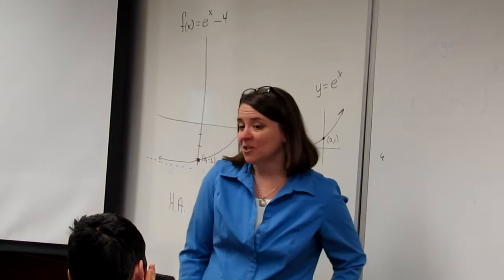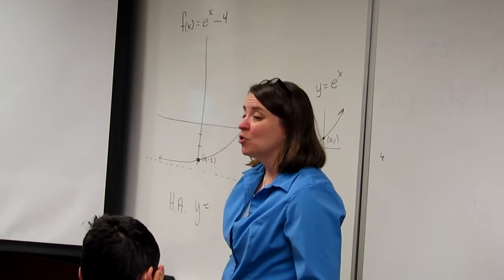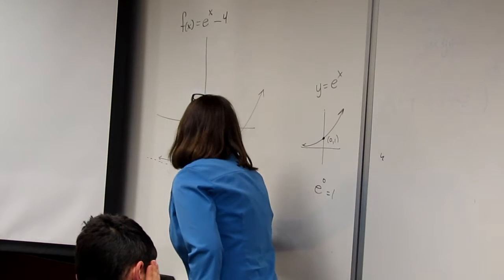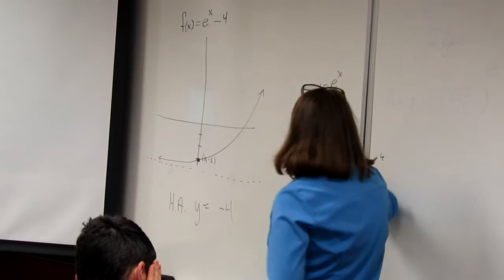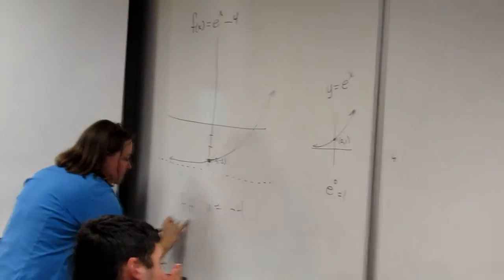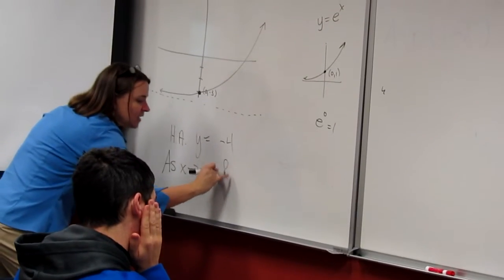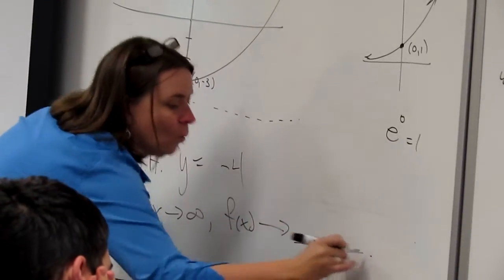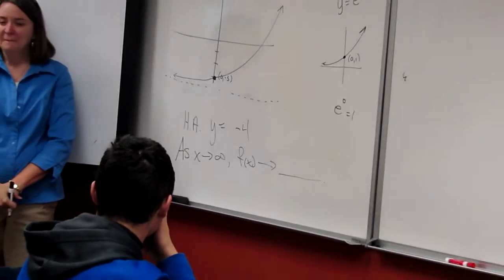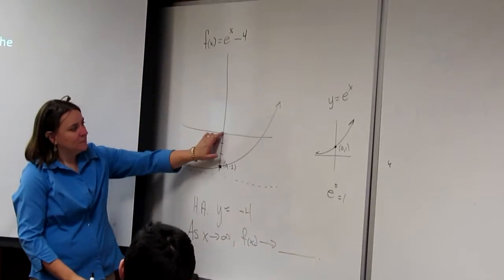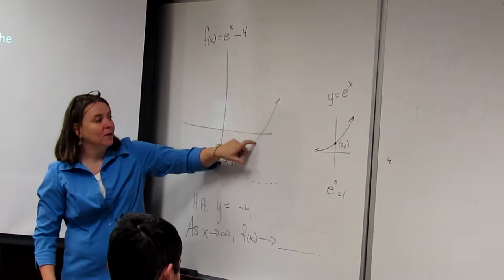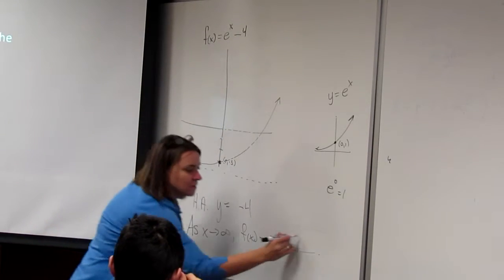What is the horizontal asymptote of that transformed graph? Yeah, negative 4. Because originally the horizontal asymptote was 0. Good. Follow-up question. As x goes to infinity, what happens to f of x? As x goes to infinity, the corresponding outputs get bigger and bigger without bound. That's why we put an infinity.